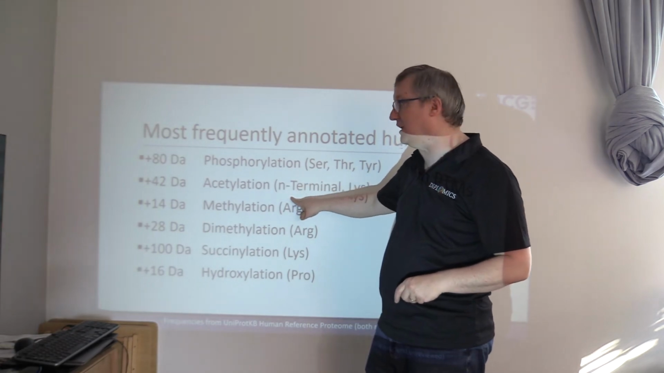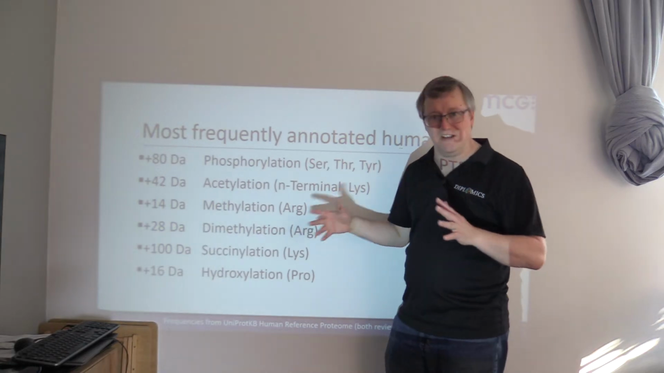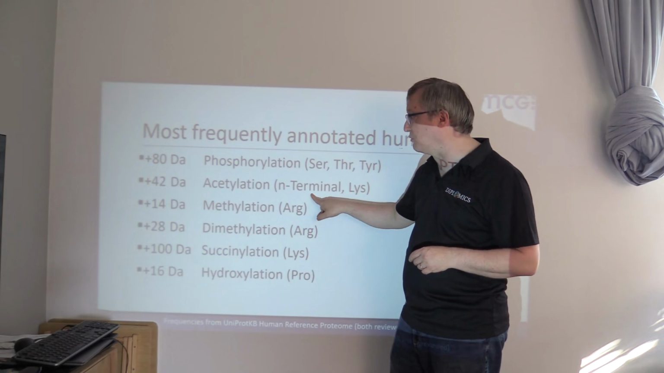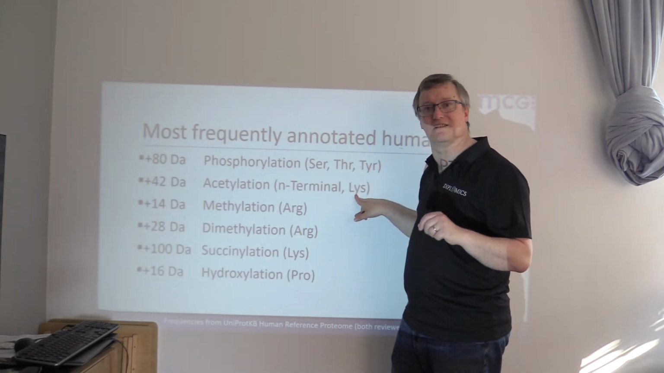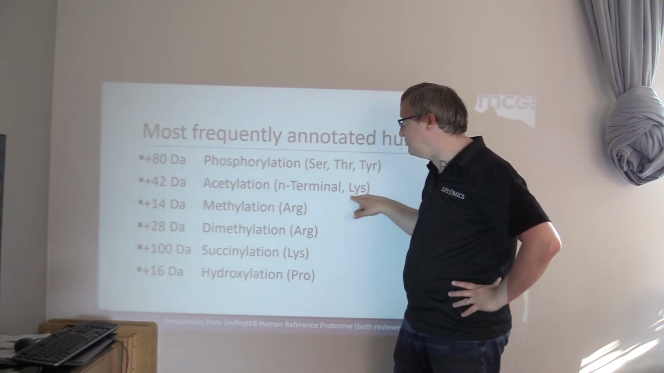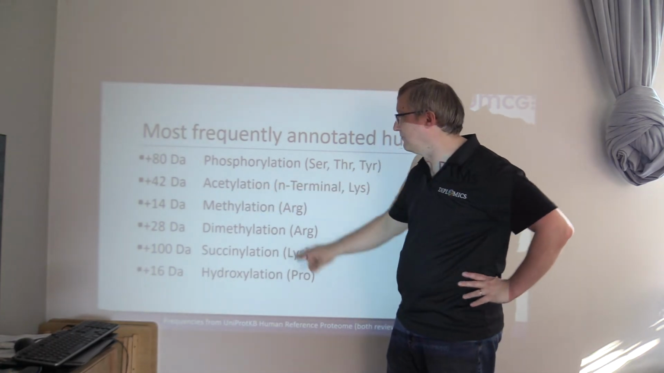Under that, we come to acetylation. There are two ways to think about acetylation. One is that protein N-termini are frequently bearing this plus 42 modification, but the other is that lysines may be modified by acetylation as well. Both of these contribute to the overall frequency of acetylation.